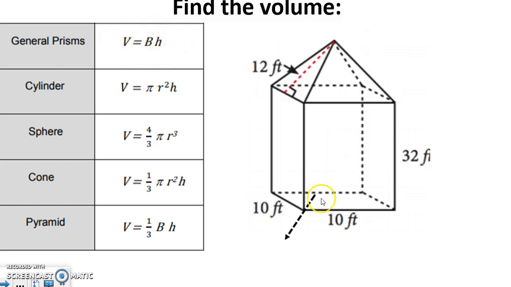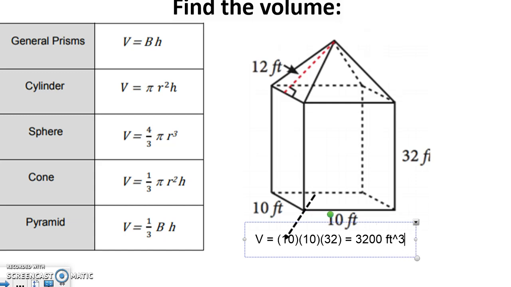So we do the area of the base, which is just a 10 by 10 square. So that would just be 10 times 10. And then the height of this prism is 32. So volume equals 10 times 10 times 32, which means this is a 3,200 cubic foot prism.